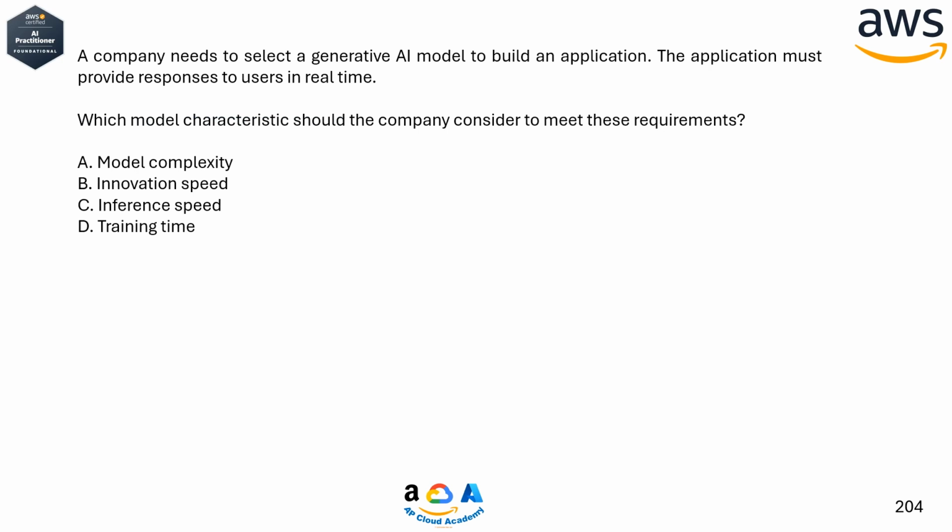A company needs to select a generative AI model to build an application. The application must provide responses to users in real time. Which model characteristic should the company consider to meet these requirements? A. Model complexity. B. Innovation speed. C. Inference speed. D. Training time. Correct answer, C. Inference speed.